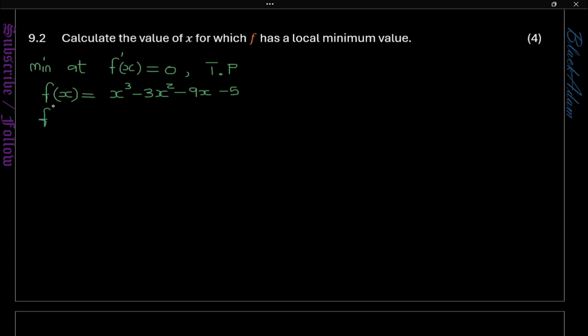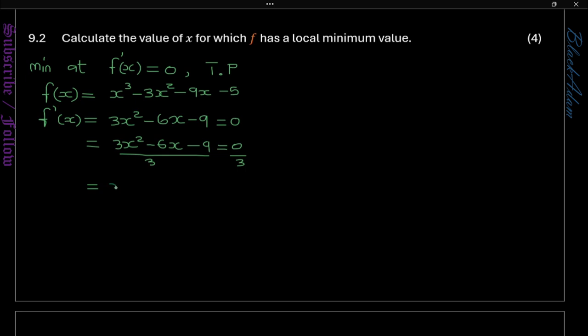So that means the first derivative of x will give us 3x squared minus 6x minus 9 is equal to 0. So we write the same equation above, 3x squared minus 6x minus 9 equals 0. We simplify, divide by 3 on both sides, so you can see 3 can be factored out, giving us x squared minus 2x minus 3 is equal to 0.